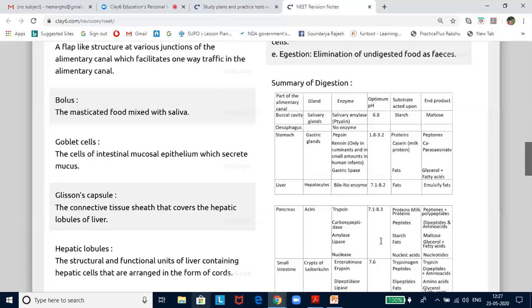Now let us look. I have given you a brief idea about different enzymes that are secreted in different organs. Now let us look into the entire process of digestion from the mouth.